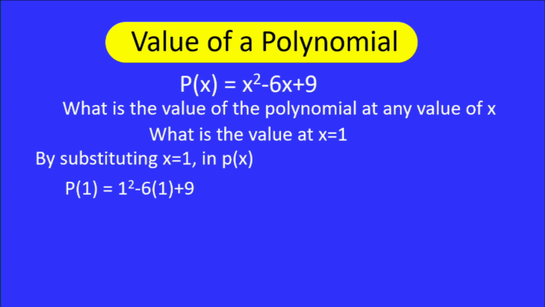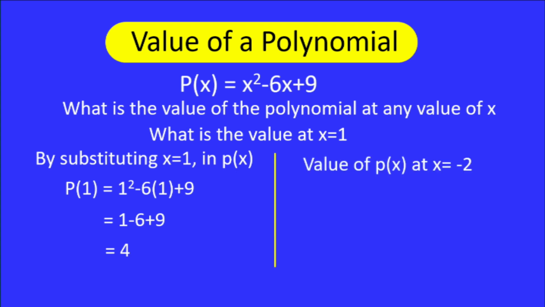The polynomial becomes like this. P of 1 equals 1 square, in the place of x square, minus 6 into 1, plus 9. Simplify this and try to write the answer. 1 square becomes 1, 6 into 1 is 6, and plus 9, add and subtract. What will be the value? Yeah, it is 4. Try to write the value of this polynomial at x equal to 2. To find the value of the polynomial, we should substitute the value 2 here in the place of x.